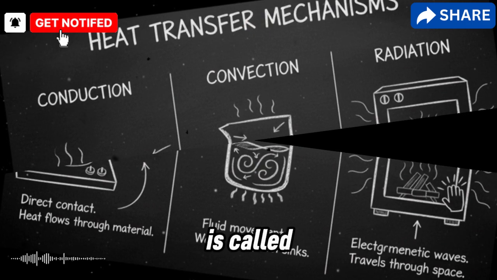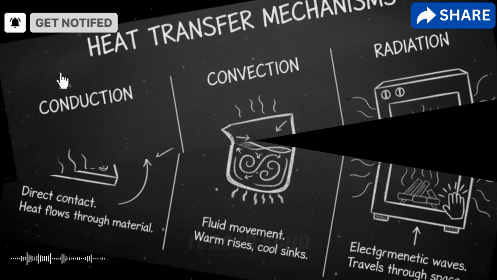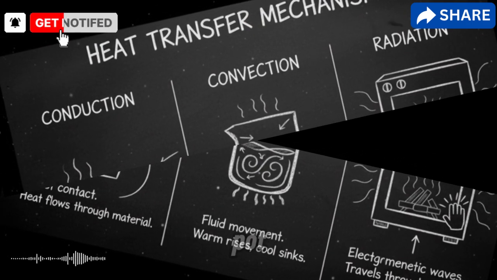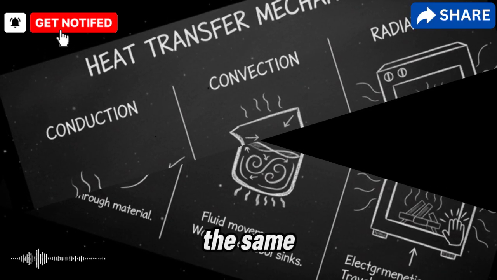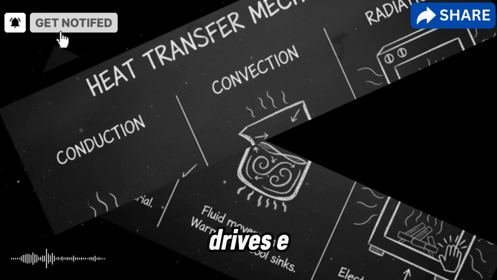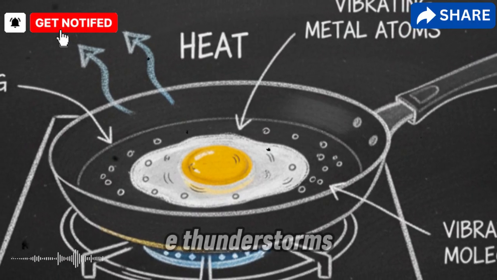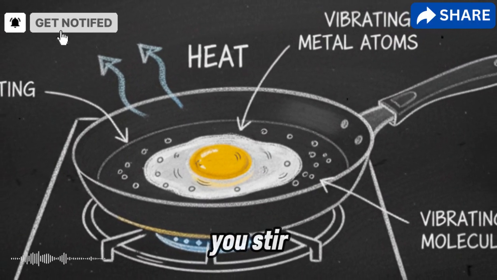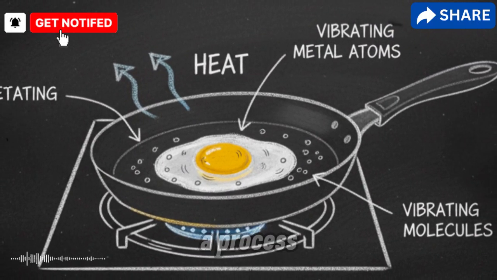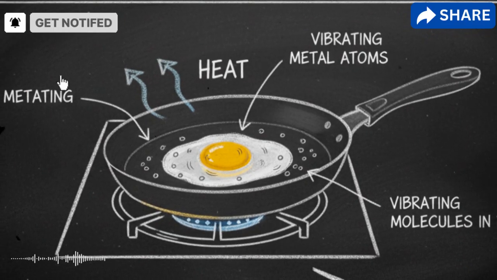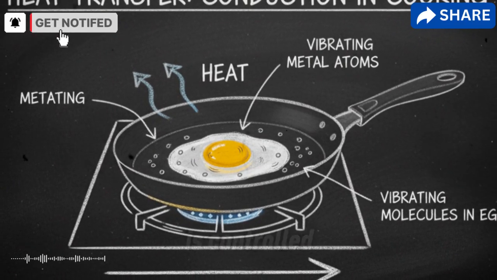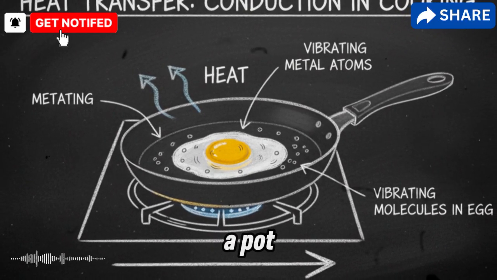This motion is called convection. It's the reason soup heats evenly in a pot. It's also the same mechanism that drives ocean currents, weather systems, thunderstorms. So when you stir your soup, you're actually helping a process that nature already started. Cooking, in a sense, is controlled weather inside a pot.